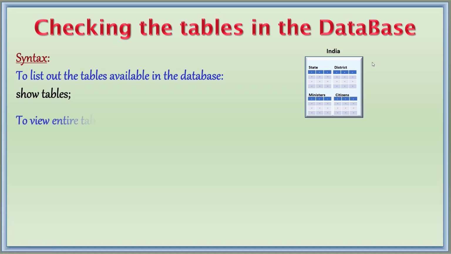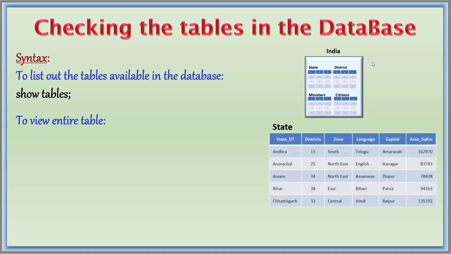To display an entire table, for example, a state table is there. These are the details. If we want to get all the details of this table, we can give select star from and the table name. For example, here we will give select star from state and then a semicolon, then we press enter. So it will display all the records, all the details of that particular table. The star says all, from the table name that is mentioned.